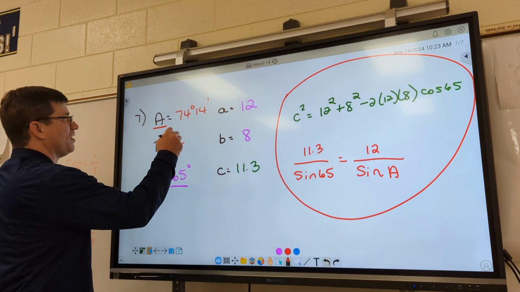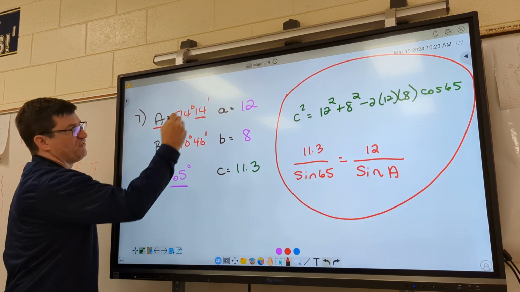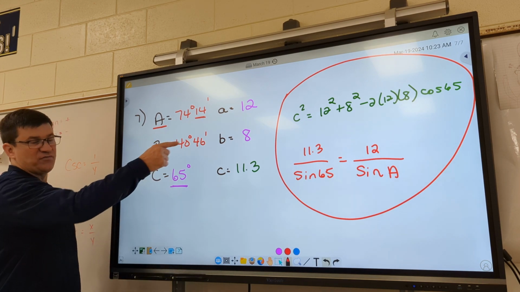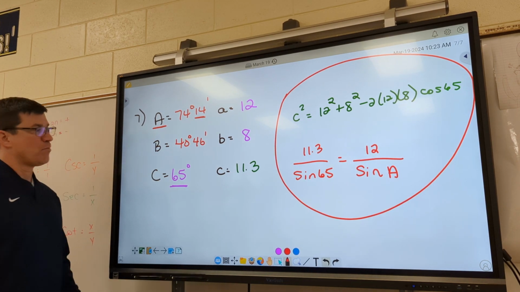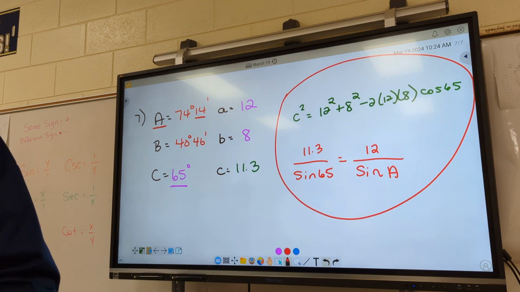So if you got 40, 46 would be right if you had 14 there, if you rounded it. So you should have had 40, 45. Okay. All right, so you guys do 8 and 9. I'll just be around to check them off my sheet.